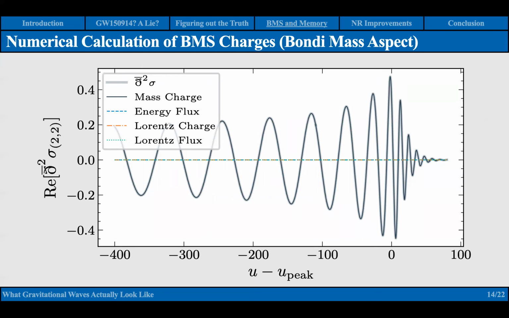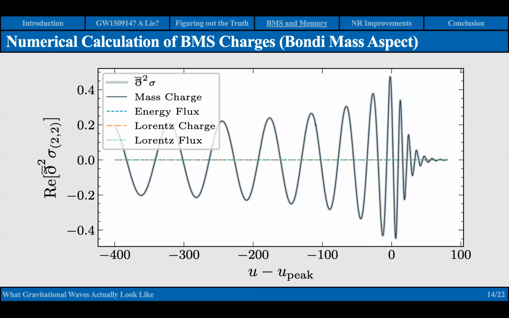And you can see that the 2-2 mode is entirely sourced by this mass charge, right? All the other terms are pretty much 0. And that's not too surprising, because this mass charge is directly proportional to that second Weyl bioscalar. So earlier when I said we did this PN calculation and we really just calculated the PN part of psi 2, that's essentially what this is showing: the dominant contribution to gravitational radiation is really just from that multipole moment fluctuation, which is exactly this mass charge.